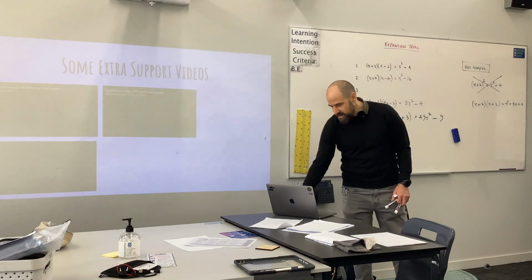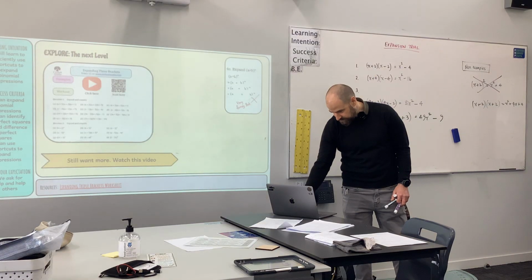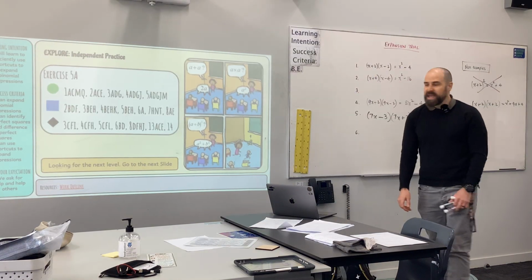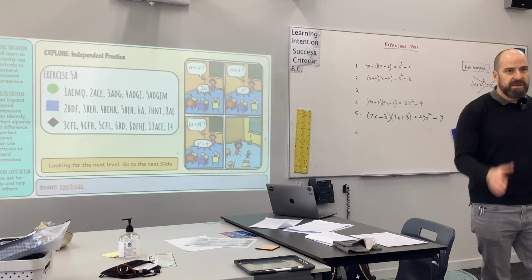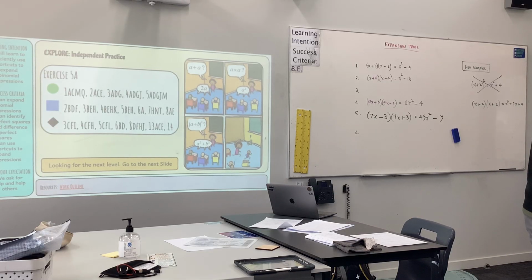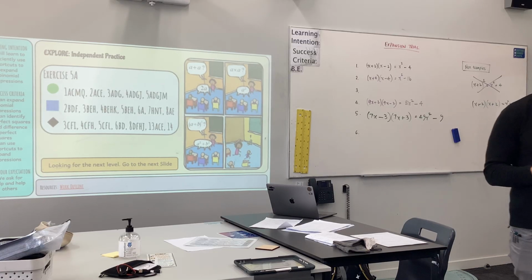What I want you to do now as practice is have a go at exercise 5A. While you are doing exercise 5A, see if you can use some of those shortcuts. All right? You have the rest of the lesson to do this. We may play a Blooket depending on how we're going. All right? Sweet.